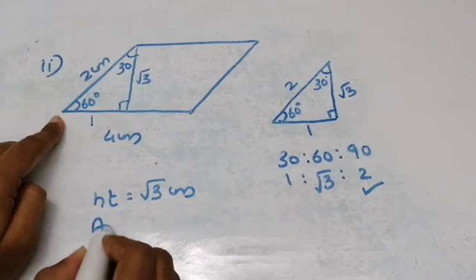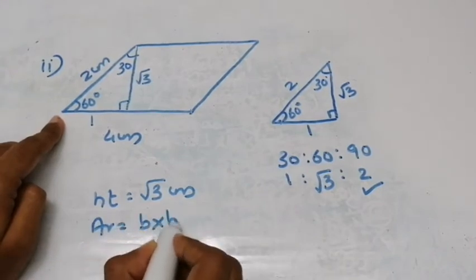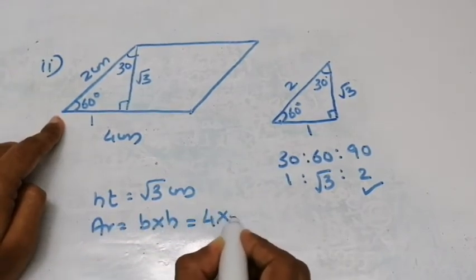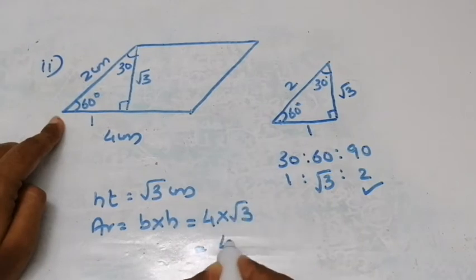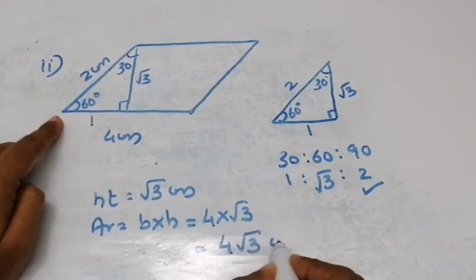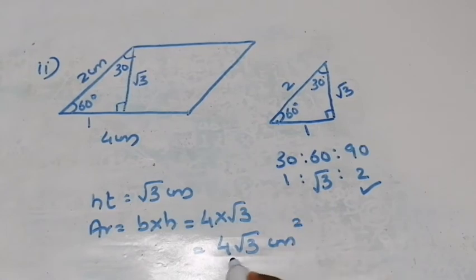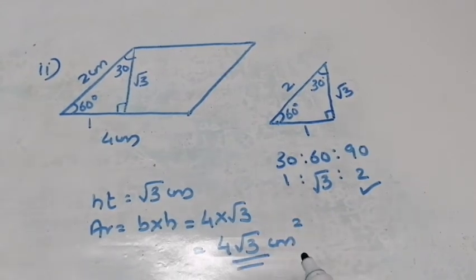Then how do you find the area? Area is equal to base into height, that is 4 into root 3. So what is the answer? 4 root 3 centimeter square. This is the area of the parallelogram.